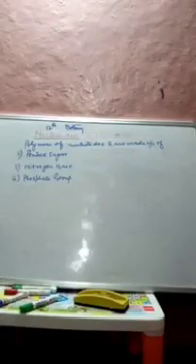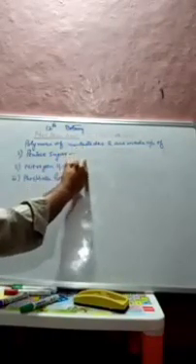Now, these nucleic acids are the polymers of nucleotides and are made up of pentose sugar, nitrogen base and phosphate group. So we can say these nucleic acids are made up of these three different things: the pentose sugar, the nitrogen base, and the phosphate group. Now, let us try to see what is the structure of this pentose sugar.